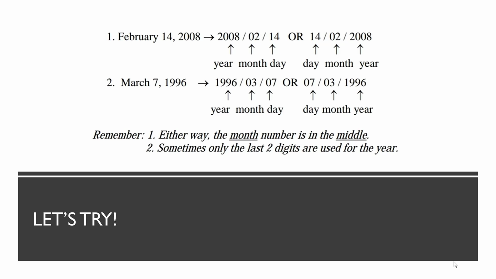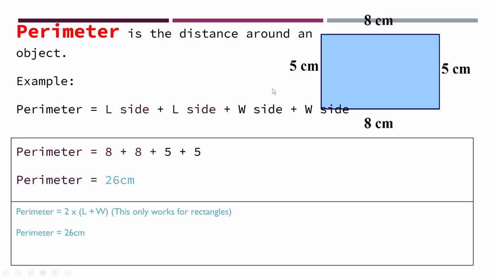Okay. The same for March 7th, 1996. You'll have 1996, and then over here we have 03 for the month, which is March, and 07, which is the day. Okay. Either way, the month is the number in the middle. Okay. And sometimes only the last two digits are used for the year. Again, don't focus on that. Focus on the four digits for the year. That comes first. In the middle is the month, and at the end is the day. Okay? All right.